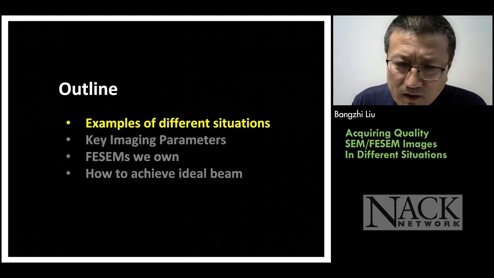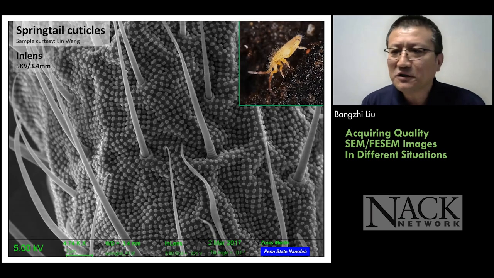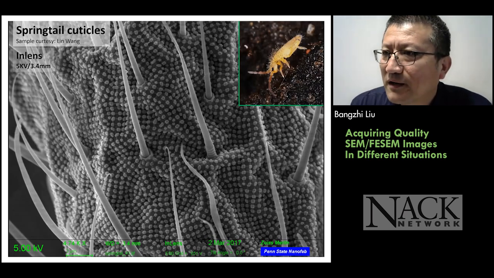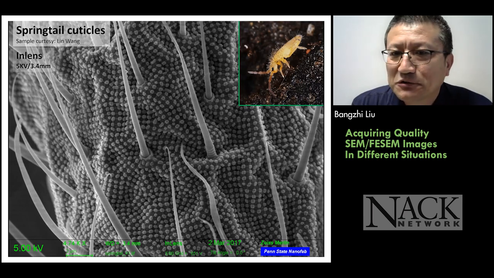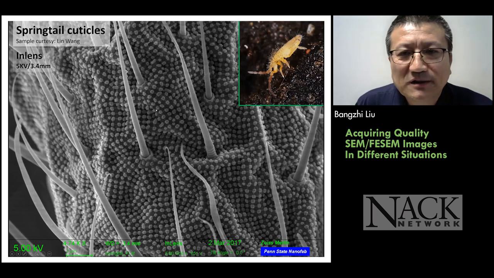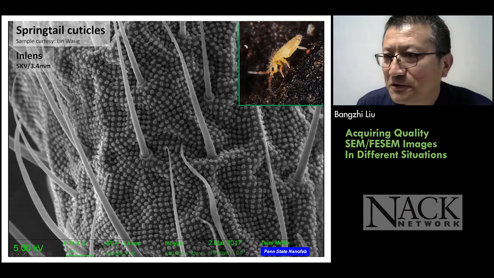Okay, examples first. We are a clean room, so we fabricate devices. I want to give you an example of why and when you want to use SEM. This is a real example from a research group in my building. This is a little bug, called a springtail, with cuticles.